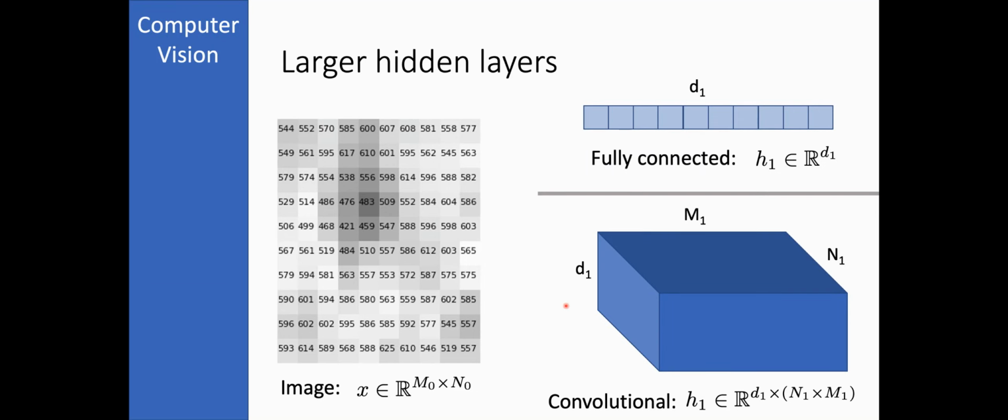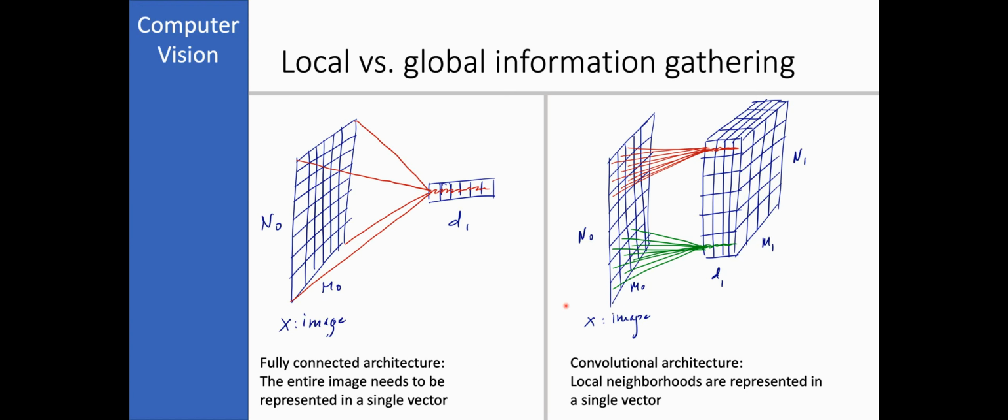So the dimension of hidden layers is a lot higher, but we're using fewer parameters. So let's see how the information actually is propagated from the input to the hidden layers. In a fully connected architecture, there's a global information gathering. Now, as each of these pixels is connected to all of the neurons in a hidden layer with different weights, remember, the information across the n0 times m0 pixels is gathered into this d1 dimensions. So the entire image needs to be represented in a single vector here.